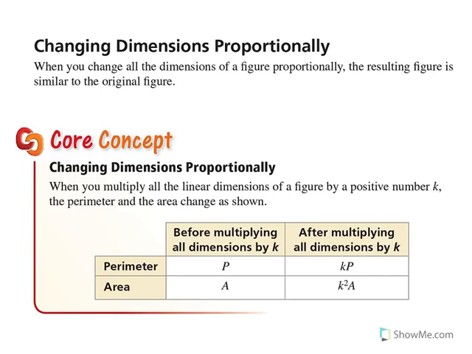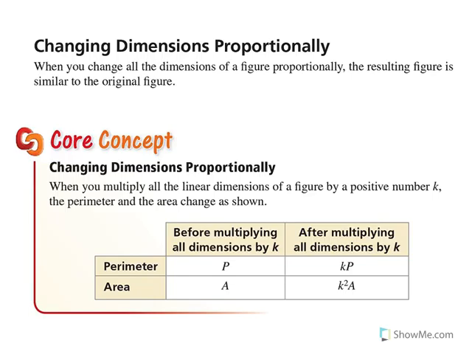Okay, all you would do is multiply the original perimeter by the scale factor, and that would be your new perimeter of the shape. Area, we're going to multiply it by the scale factor squared. Whatever we're multiplying those dimensions by, we're going to square it and multiply it by the area, and that will give us our new area.